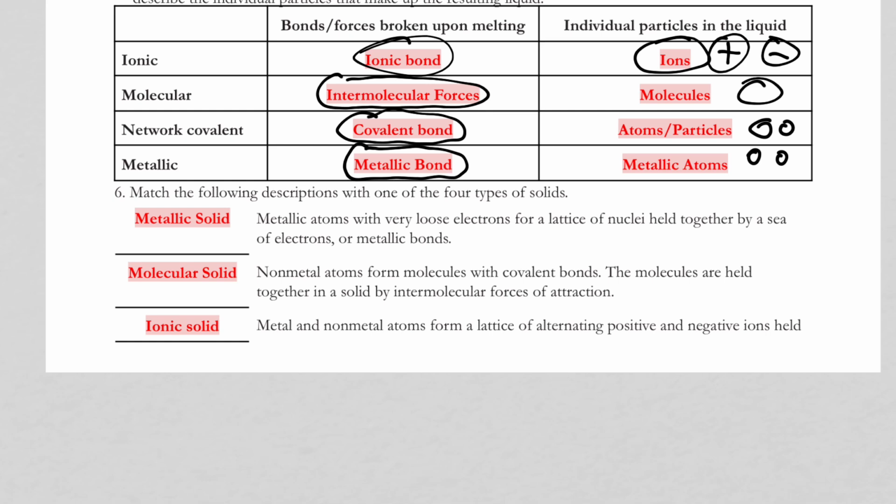So the metallic solids are usually going to be made up of metallic atoms that have very loose electrons that are held together by a sea of electrons, or metallic bonds. So that should be pretty straightforward.